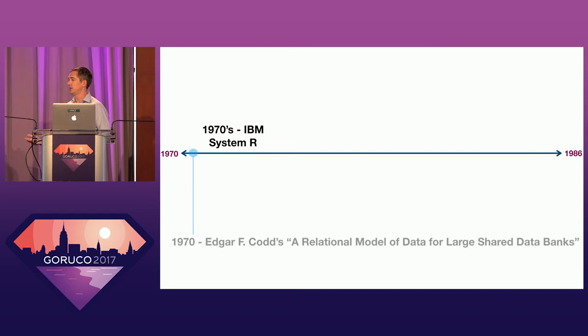So then in the 70s, IBM started writing a prototype of this thing called System R. Interestingly, Edgar Codd wasn't actually on the project. It was a bit of a political thing. So System R was just a prototype. I think they sold it maybe to a few companies, but it wasn't really a commercially available product.